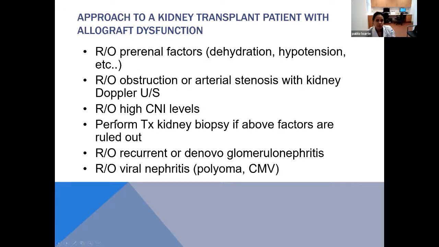And then if all of these are ruled out and it's still high, we may do a kidney biopsy, to rule out infection or rule out a recurrent or de novo glomerulonephritis. And then they may also have a viral nephritis. So you should always check a BK PCR and CMV PCR if they come with allograft dysfunction and you have ruled this out. You need to check this because it may be related to that. However, if that is the case, when we do the kidney biopsy, we'll be able to identify this as well during the biopsy.